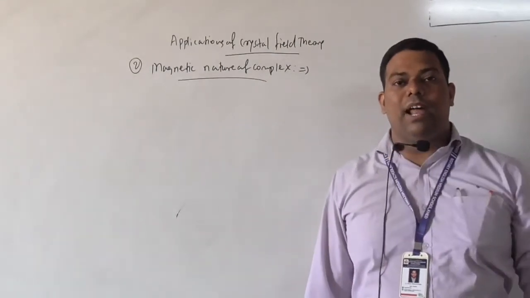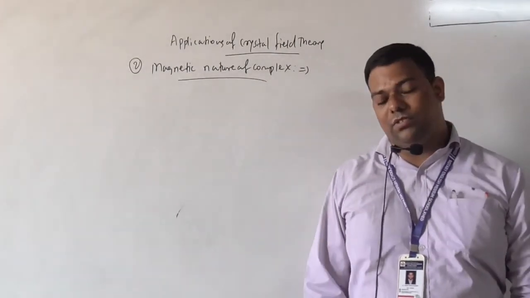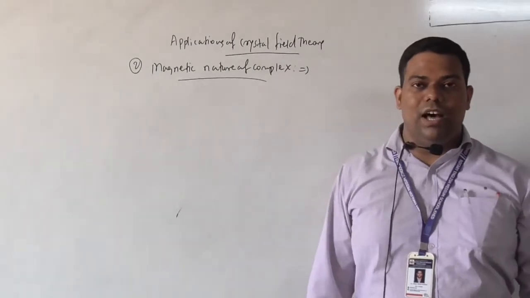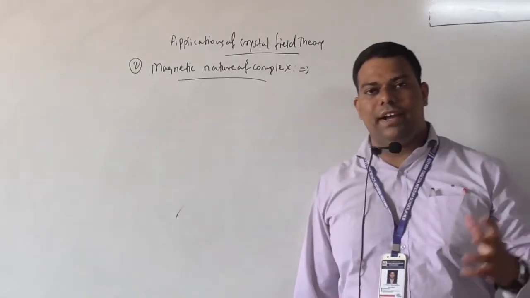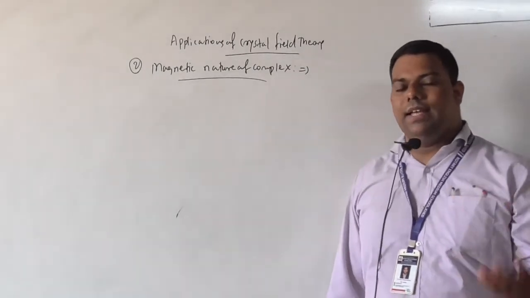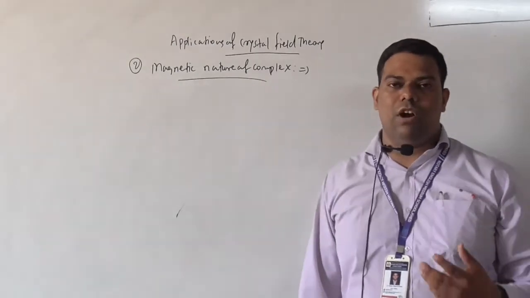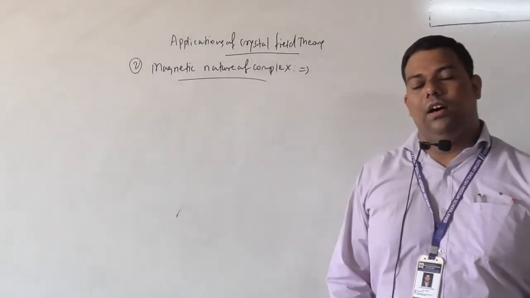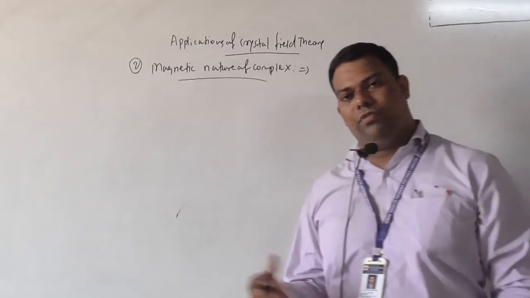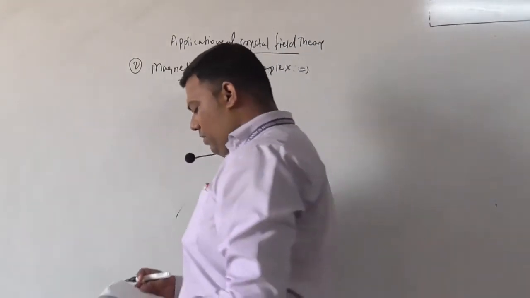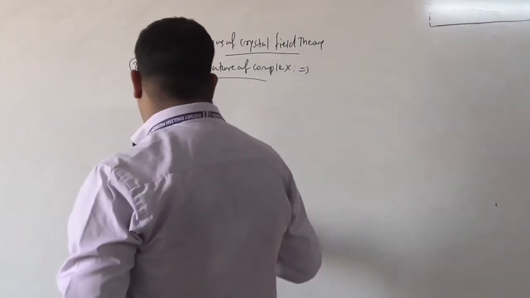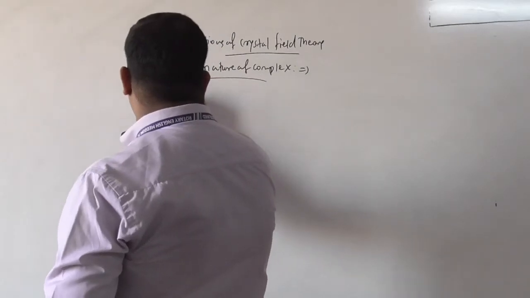We discussed this before. Paramagnetic complexes are strongly attracted by a magnetic field, whereas diamagnetic complexes are weakly repelled by a magnetic field. You must know this.